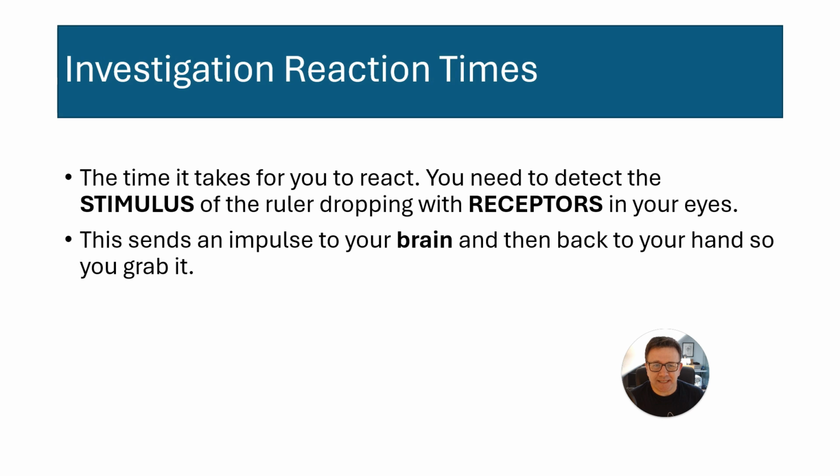And then obviously investigating reaction times. You would have done this probably with different hands, your left hand or your right hand, or maybe you've had some Coca-Cola or no Coca-Cola, those kinds of things. Basically the time it takes you to react, usually by catching a ruler.